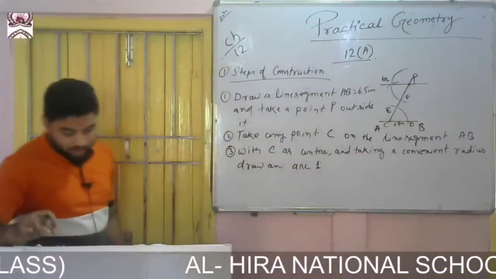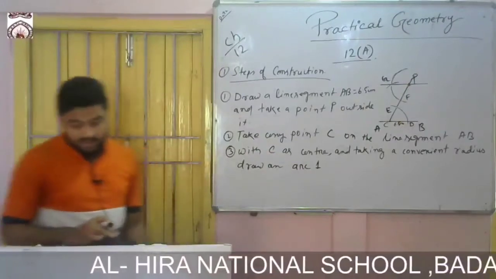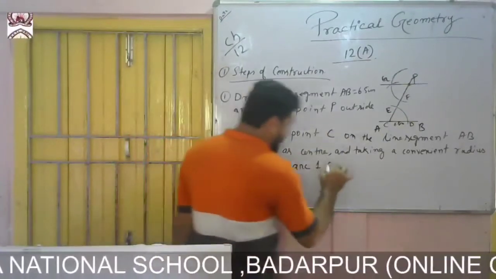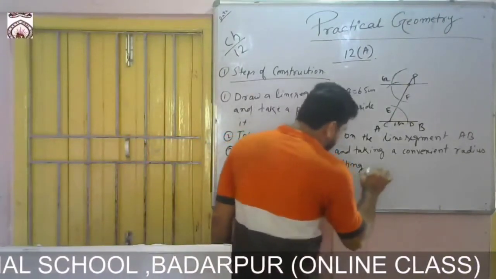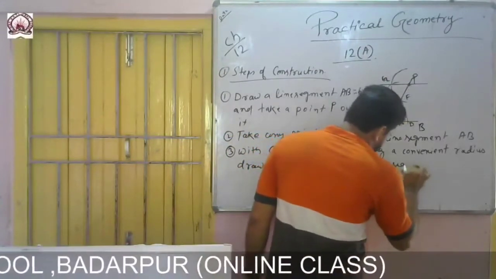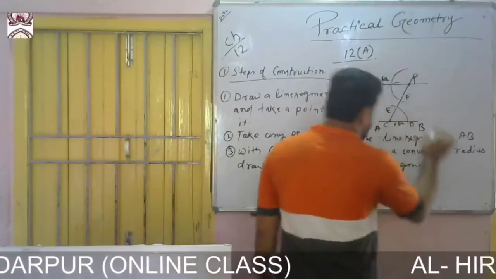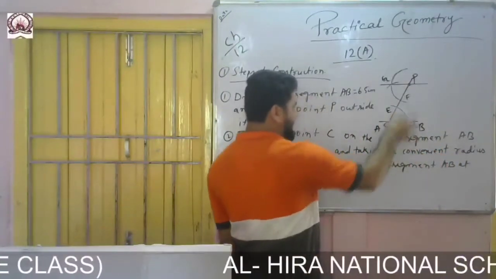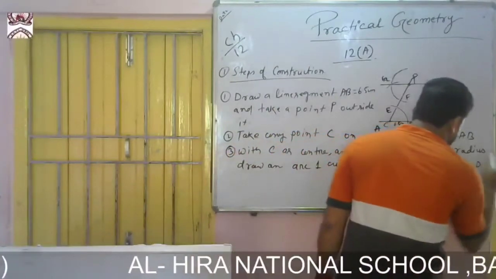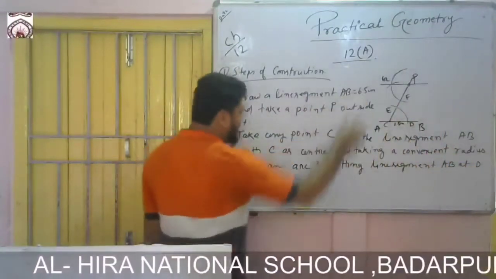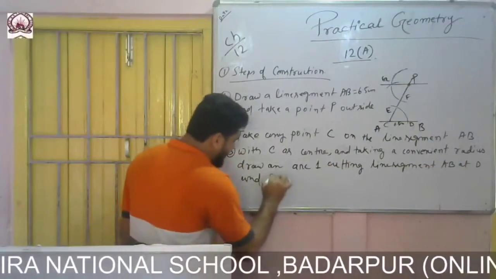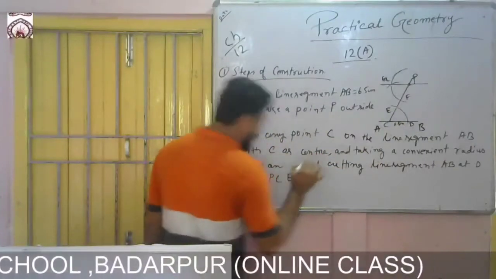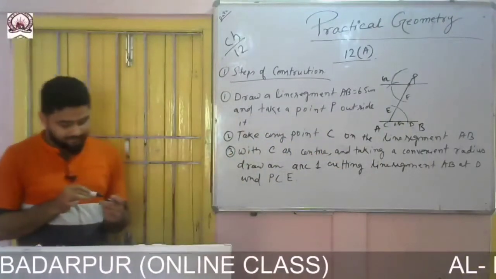Draw an arc 1 cutting line segment AB at D. This arc cuts AB at D, and PC at E.